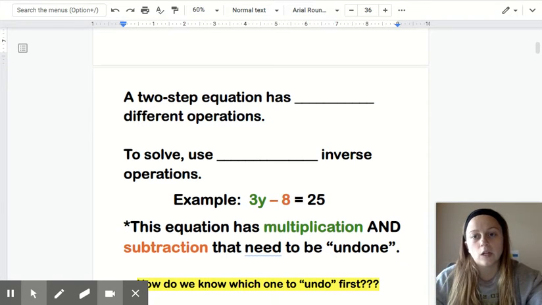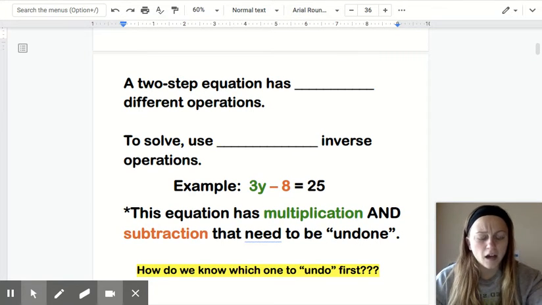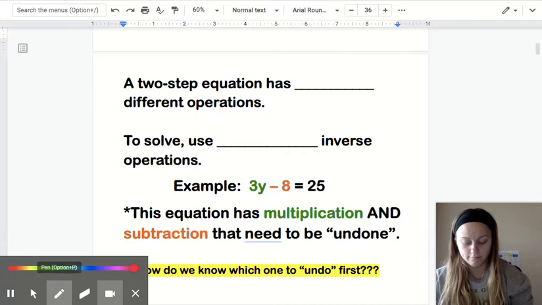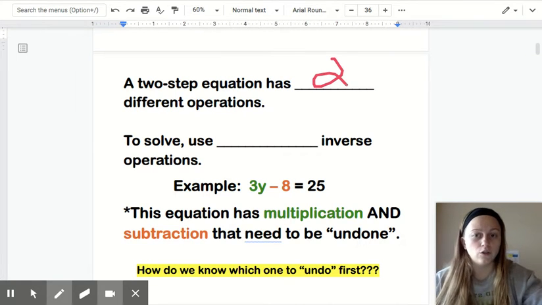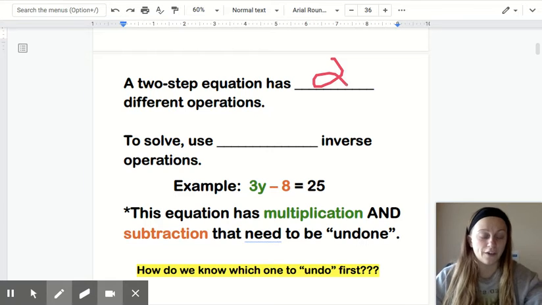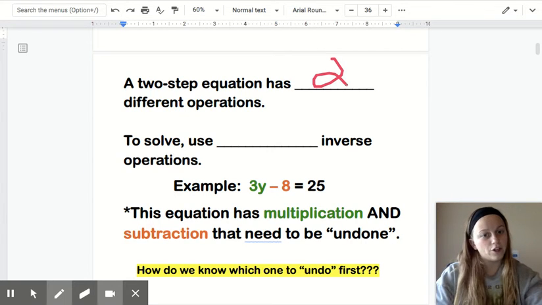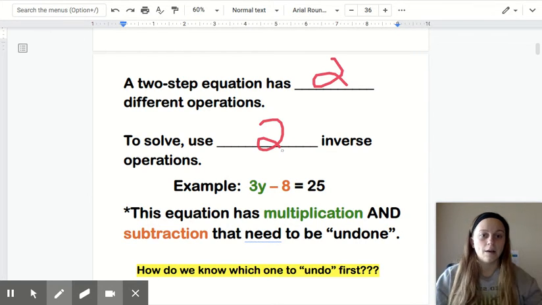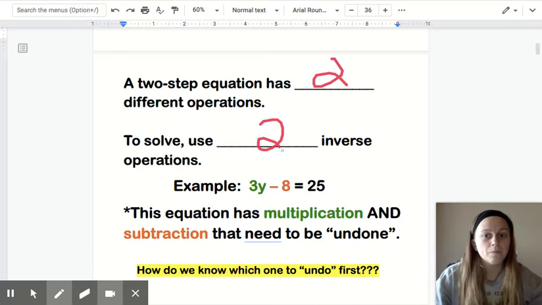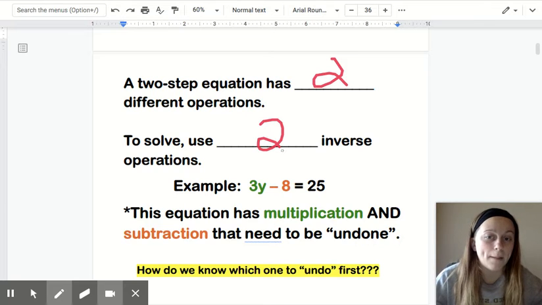A two-step equation has how many different operations? A two-step equation has two different operations. To solve, how many inverses do you think you would use for a two-step equation? Two inverses. So for a one-step, if it was plus 5, we minus 5 on both sides. But in today's lesson, we're going to see, for example, 3y minus 8 equals 25.